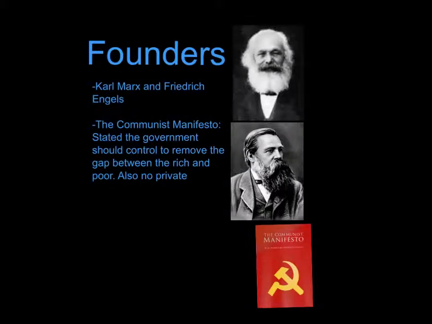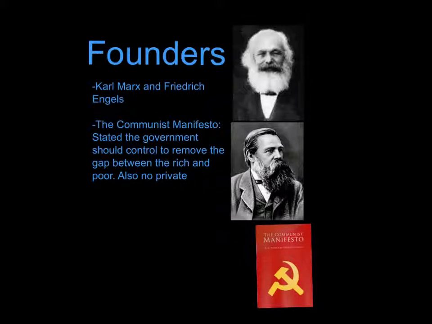The founders of communism include Karl Marx and Friedrich Engels. They came together and wrote the Communist Manifesto, which summarizes all the communist beliefs. Those communist beliefs include the government controlling to remove the gap between rich and poor and give all the classes social and economic equality. The book also stated that there should be no private ownership.